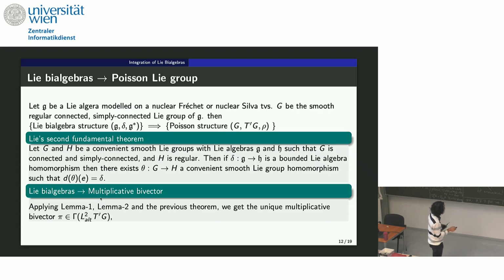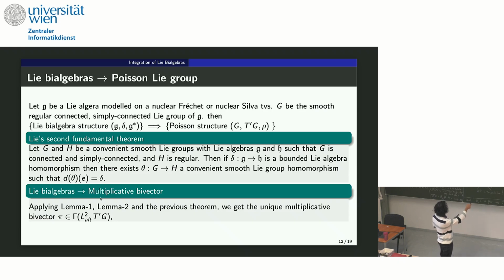if you take any infinite dimensional Lie algebras G and H, and you assume that the Lie group corresponding to H is regular, and the Lie group corresponding to G is simply connected, then you can integrate any continuous Lie algebra homomorphism to get a smooth Lie group homomorphism, or a bounded Lie algebra homomorphism to get a convenient smooth Lie group homomorphism. Okay, so we will use this theorem.